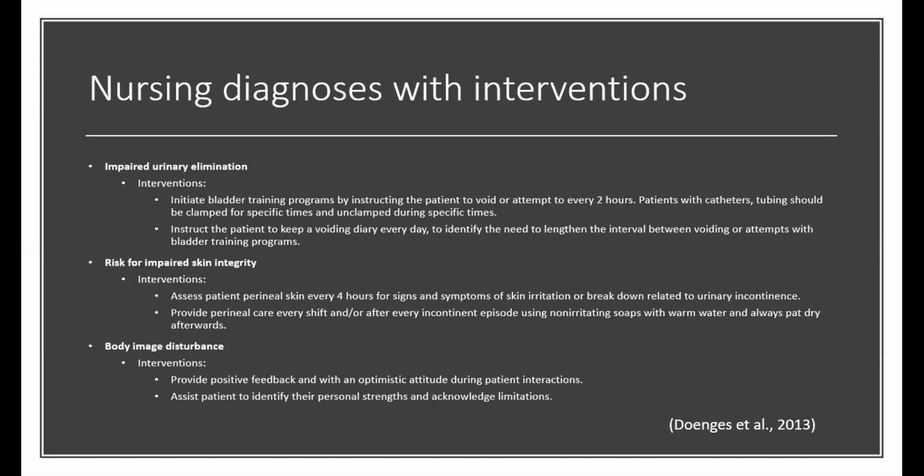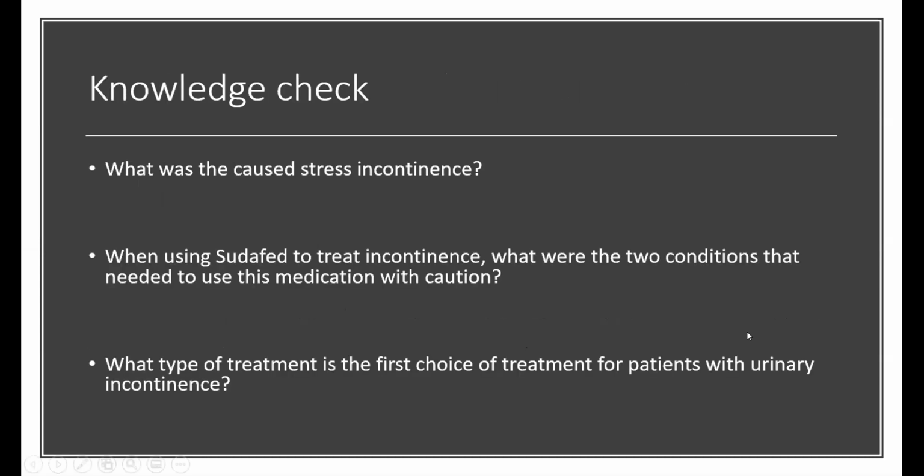Interventions would include provide positive feedback with an optimistic attitude during patient interactions, kind of just to let them know that you're not thinking ill of them, that you understand that they feel embarrassed about their situation, but you're here for them, you're going to help them through it. And then assist patient to identify their personal strengths and acknowledge their limitations, again, to kind of reinforce that positive body image about themselves. And then here's my 3 questions.